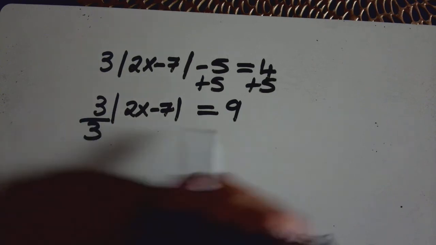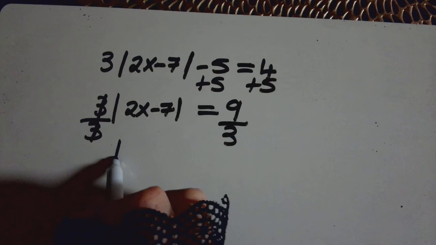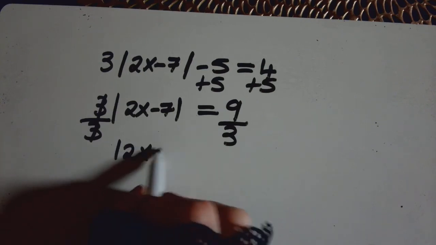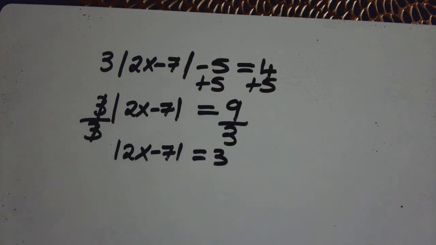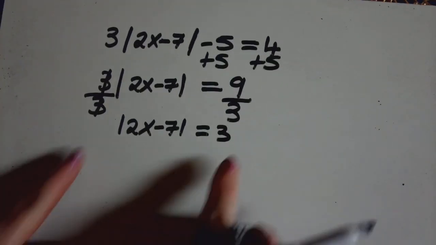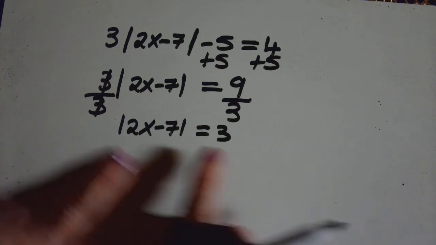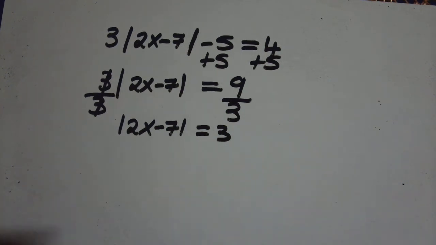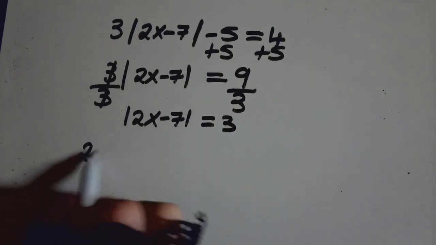Here we're dividing by 3. And this is going to cancel. Now I have the absolute value of 2x minus 7 equals 9 divided by 3 equals 3. So the absolute value equals a positive number, so I can go ahead and take it out of the absolute value and I can solve it.